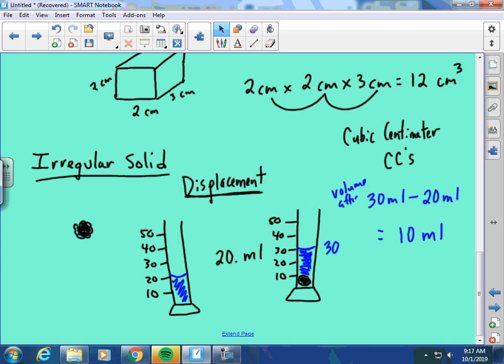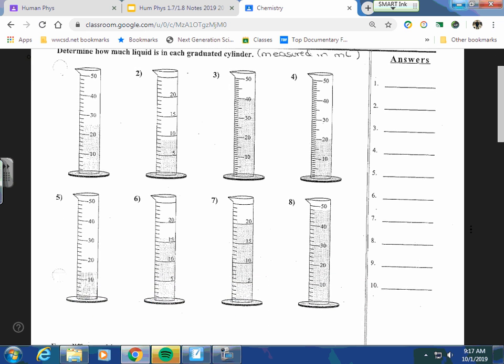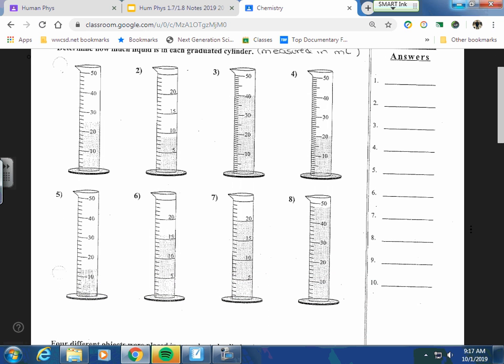Okay, so I'm going to do a couple of examples of each type with you. So here is your worksheet, all right? And so the very first graduated cylinder, it looks to me like it's right about there. Would you guys agree? Okay, so first of all, can we tell for sure, are there markings that tell us that this measurement is between 20 and 30? Okay. So it's going to be 20 something. We know that for a fact.